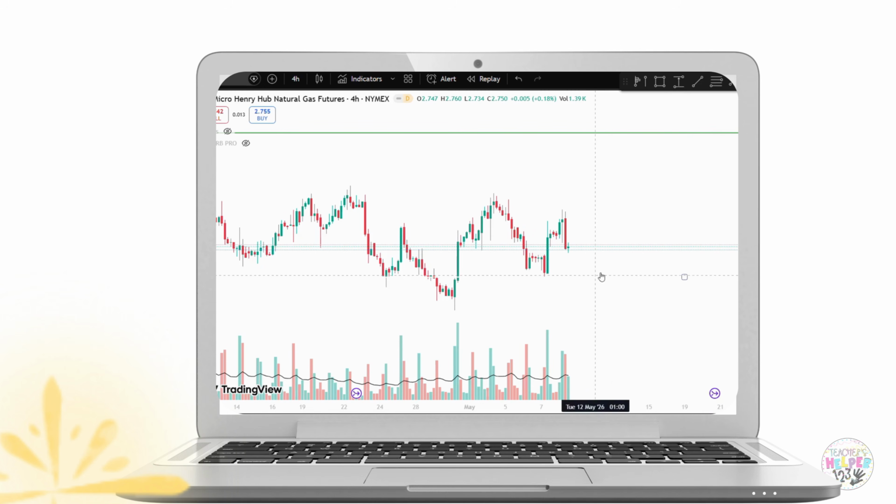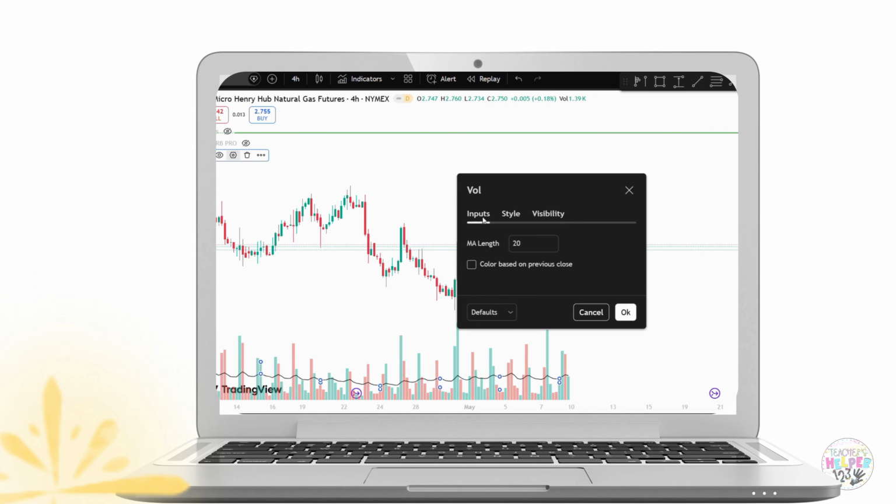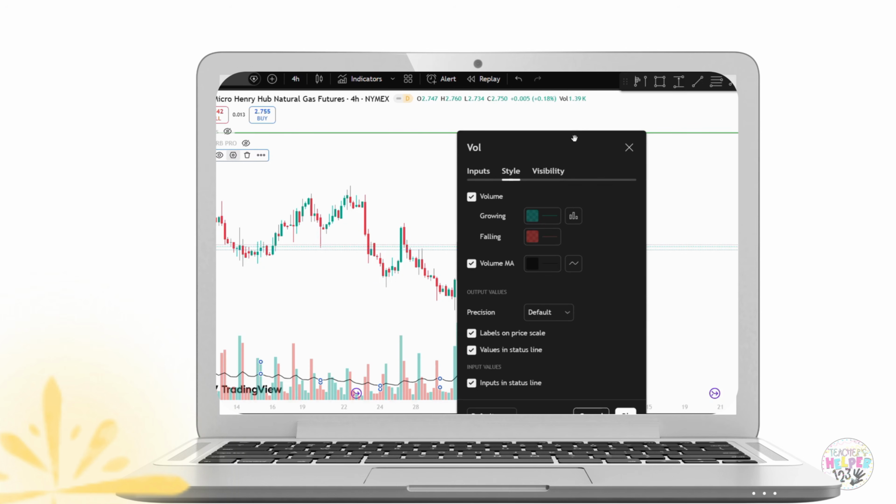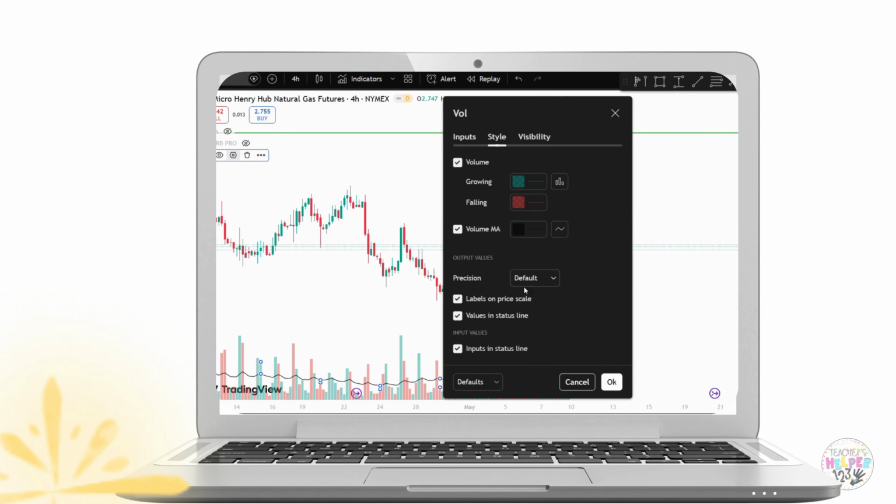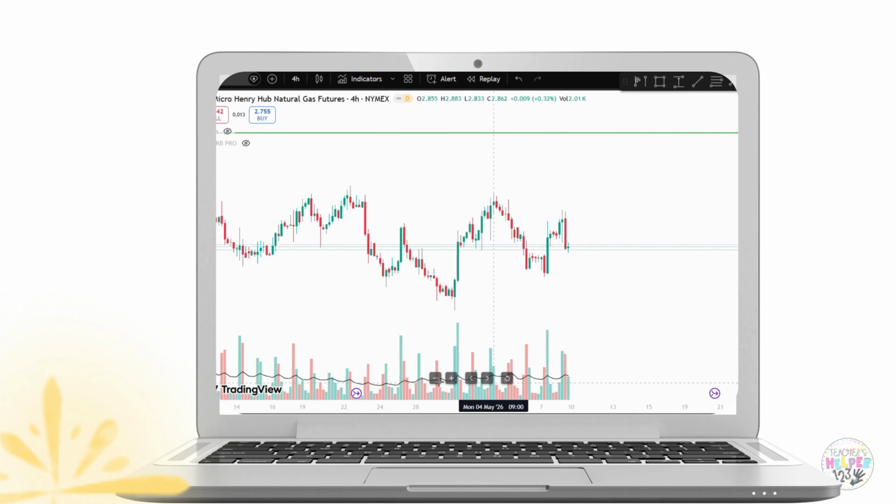To understand volume, we need to be able to compare it to previous candles. Now, remember in the last video, I showed you how to add the volume indicator. And on the volume indicator, this is just the basic indicator that you'll find on TradingView. You want to make sure you check this box, volume MA. MA stands for moving average. So down at the bottom, I have it in black, and anything above the black line is above average volume. Anything below would be below average.